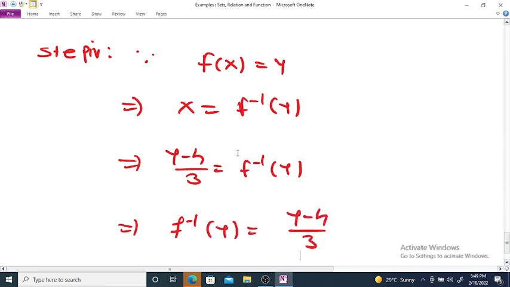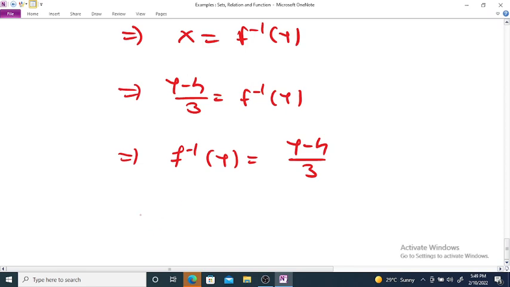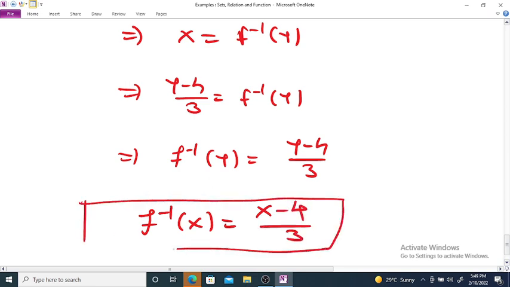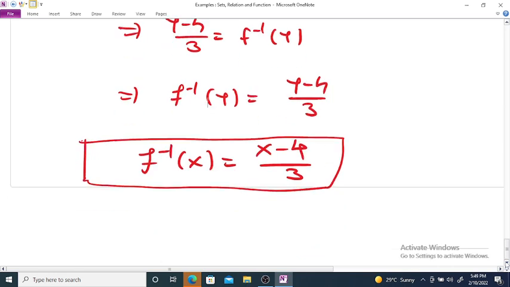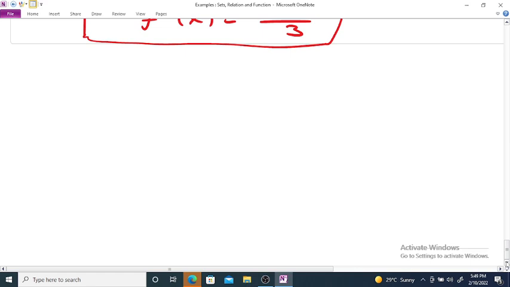If you write the given function in terms of x, we get f inverse of x is equal to (x minus 4) divided by 3. So this is the formula for f inverse. From this equation, if instead of y we write x, we get the formula for f inverse. So f is one-one onto, and we find the formula for f inverse.